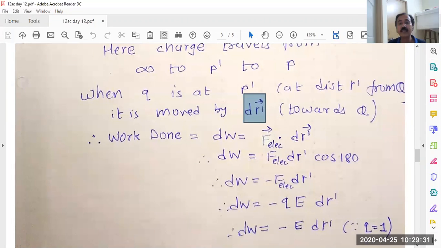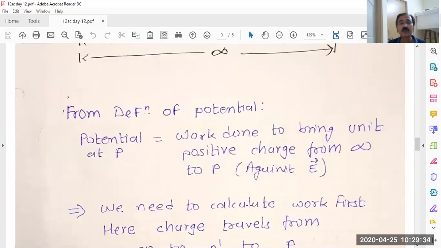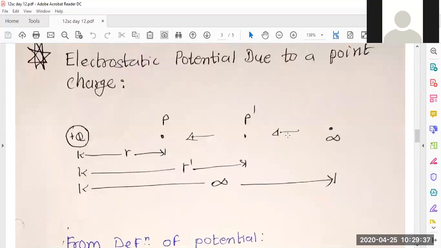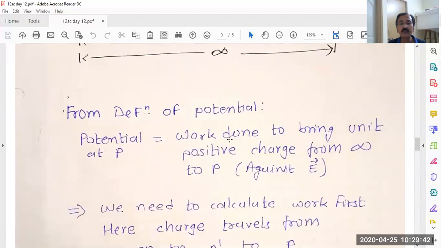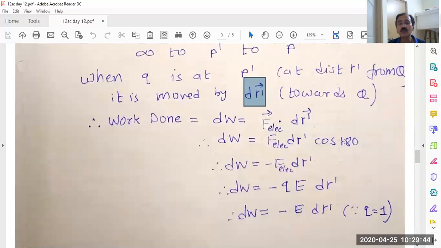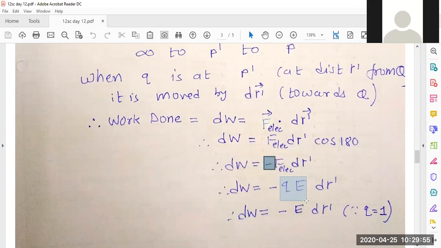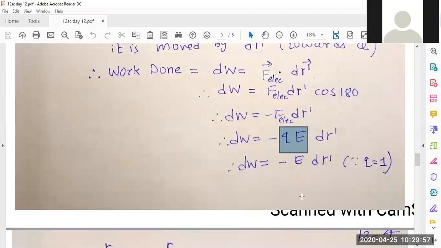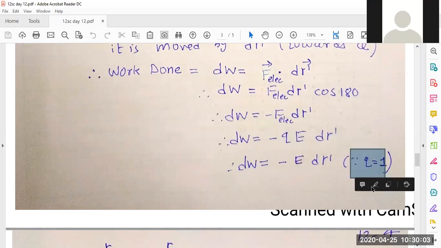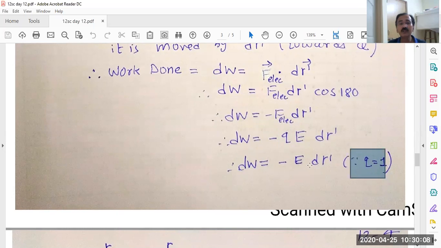Now F electric and dr dash are both opposite. I didn't show it here, but the electric field will be going rightward and your charge is moving leftward. So the angle is 180 degrees or pi, so it is cos 180, and cos 180 is minus 1. There is a minus sign here. Again, instead of F electric, I can write qE, and instead of qE, I can write E, because q equals 1. So dW equals negative E dot dr dash.